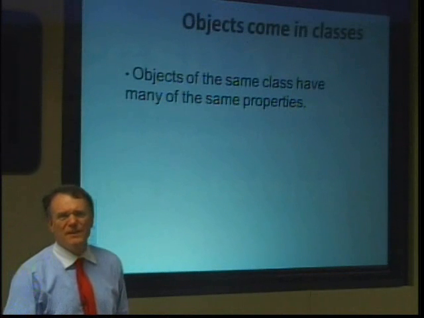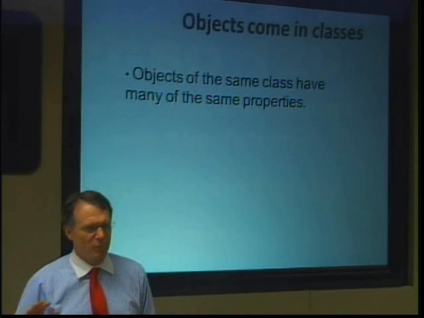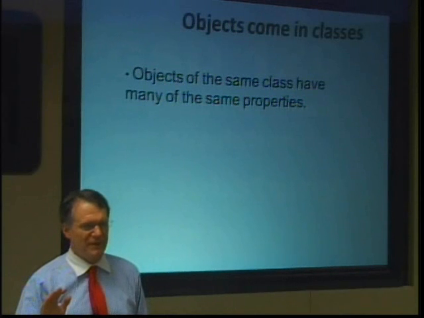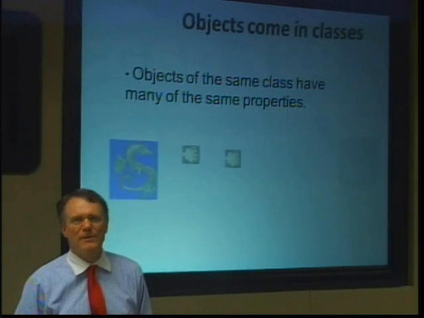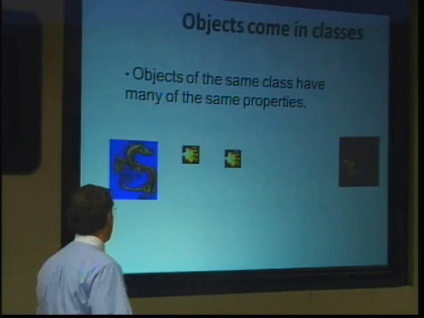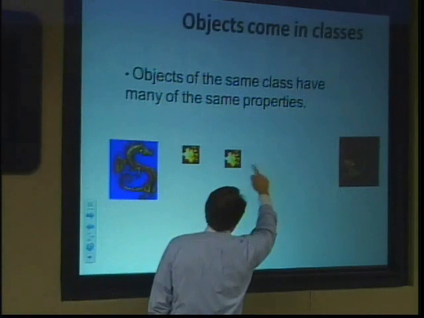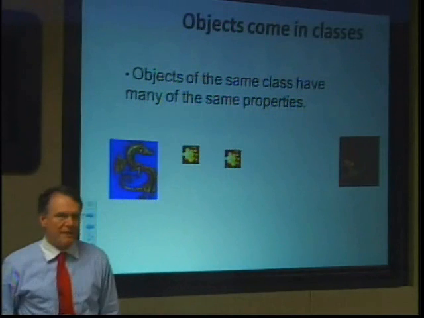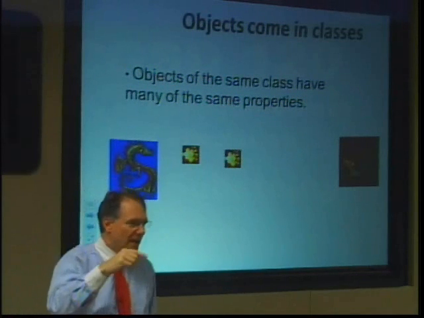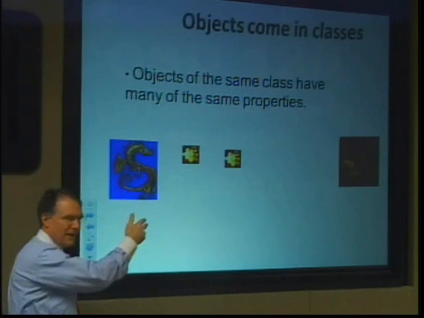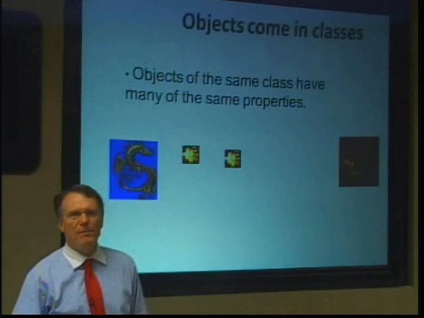All right, objects of the same class will have many of the same properties. Important to understand that. You'll be quizzed and tested on that sentence. Objects of the same class will have many of the same properties. For example, a dragon will shoot out some fireball objects. And those fireball objects will have the same properties. They'll be moving in the same direction at the same speed. They'll do the same thing if they collide with a demon. So they have the same properties.